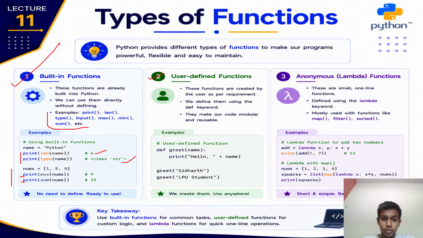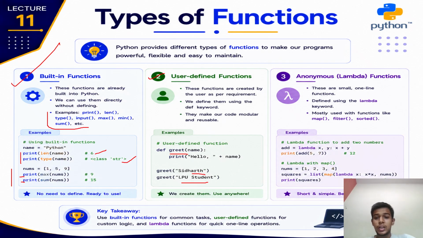You can see here def greet(name), then print hello name, and then we can see two function calls. Here we create a function called greet. It accepts one parameter called name. Whenever we call this function with a different name, it prints a different greeting. So the first call is with Siddharth, so the output will be hello Siddharth. And in the second call, we are passing LPU student, so the output will be hello LPU student.